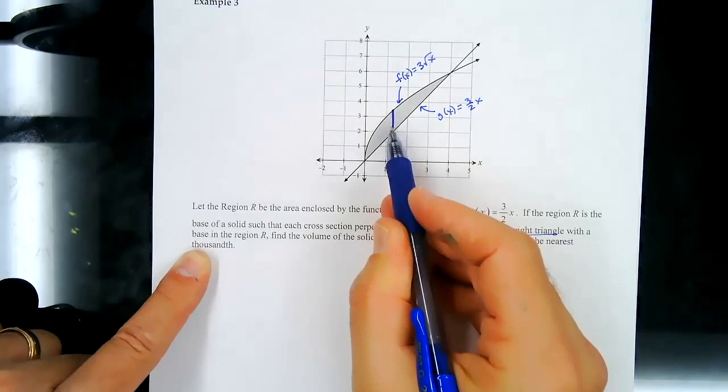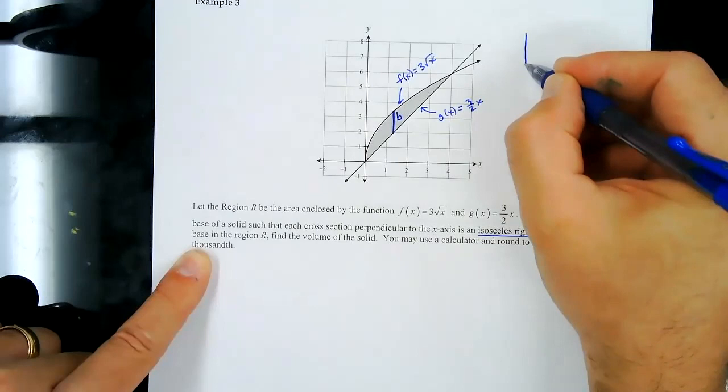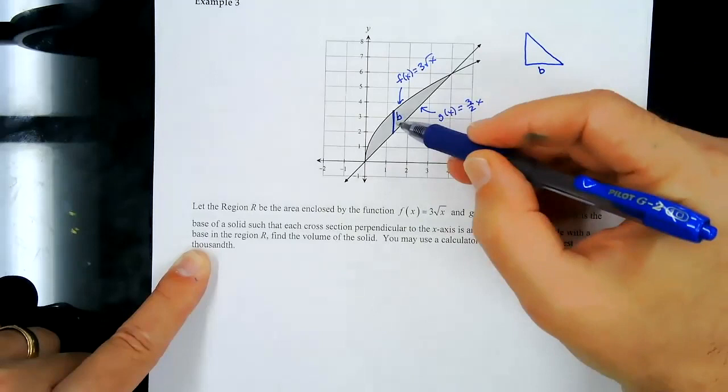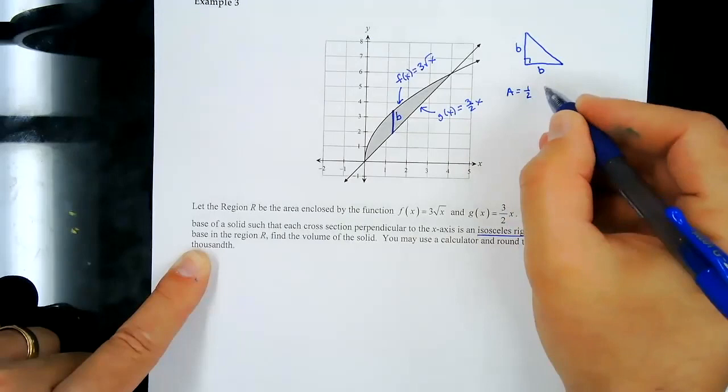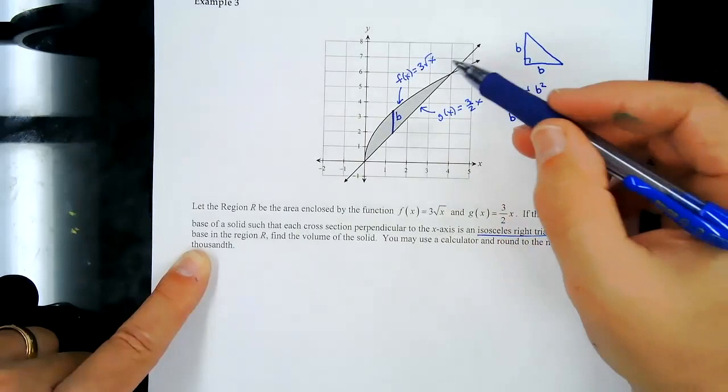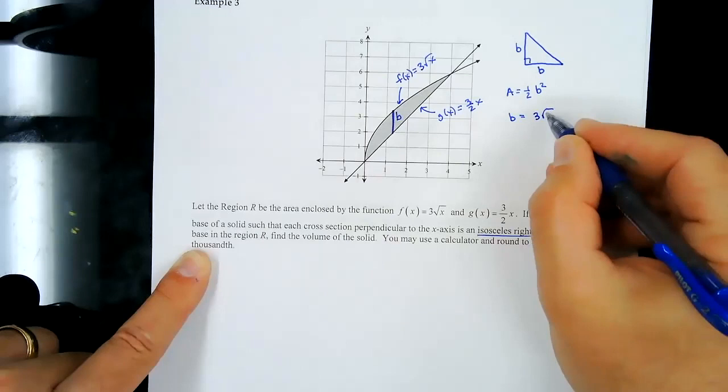Okay, so we have an isosceles right triangle. And this is my base, that's this length right here. And I know because it's isosceles that this would have to be the same length. So the area of this would be 1/2 base times base, or base squared. So now how do we get the base? The base would be the top function minus the bottom function, right? So that would be 3 square roots of x minus 3/2 x.